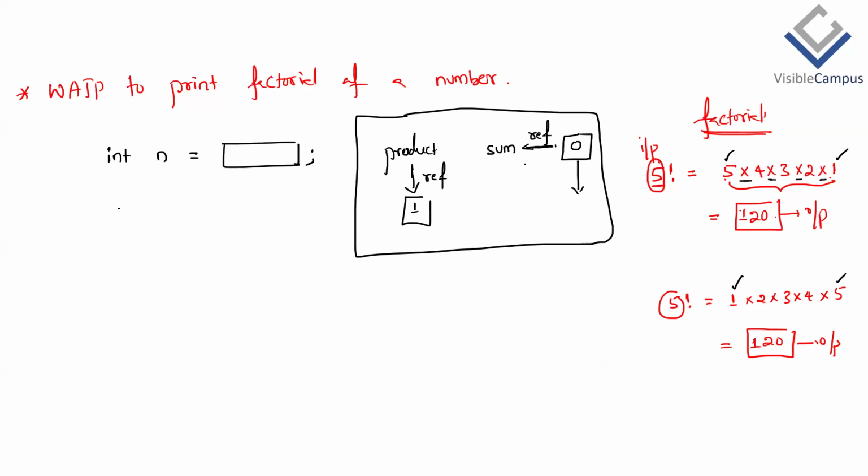That's why, just any variable of our choice. So I'm taking int fact as my variable because it's a factorial, and this is a reference value. Just now we discussed it. It has to be 1.